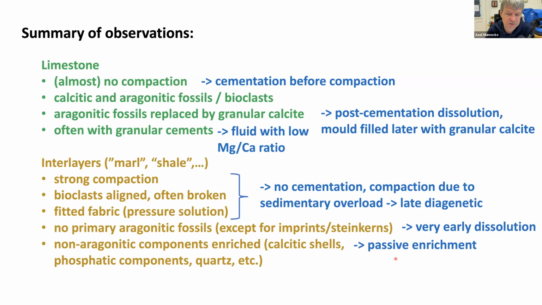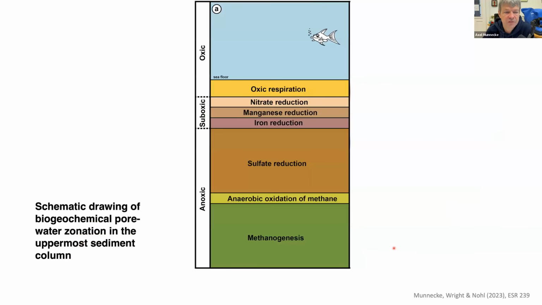The simple reason is if you do not cement but compact the sediment and remove the aragonitic fossils, you passively enrich all the non-aragonitic parts. So let's have a look into the sediment column.